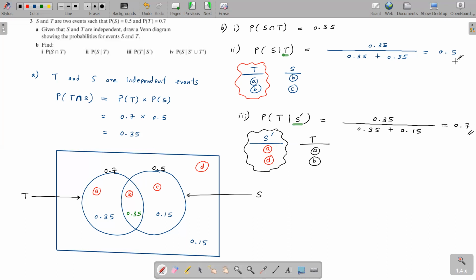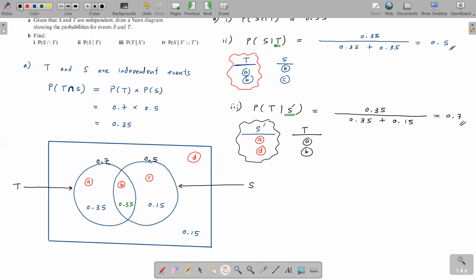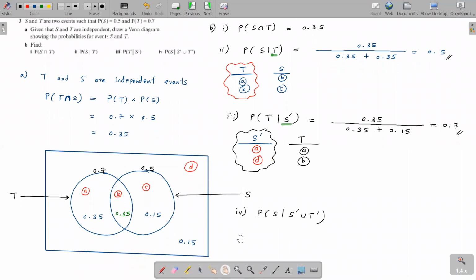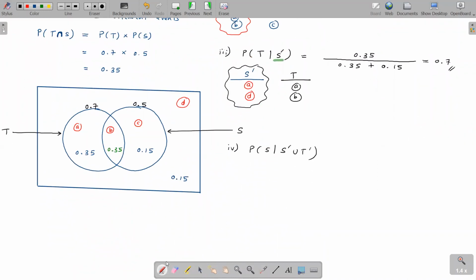All right. So the last part, Roman number 4. Probability of S given S dash union T dash. Okay, so give an attempt on this first. All right, guys, moving on to part 4. Probability of S given S dash union T dash. I think first we'll have to go for the given that. So what is S dash union T dash? Let's first find that, right?